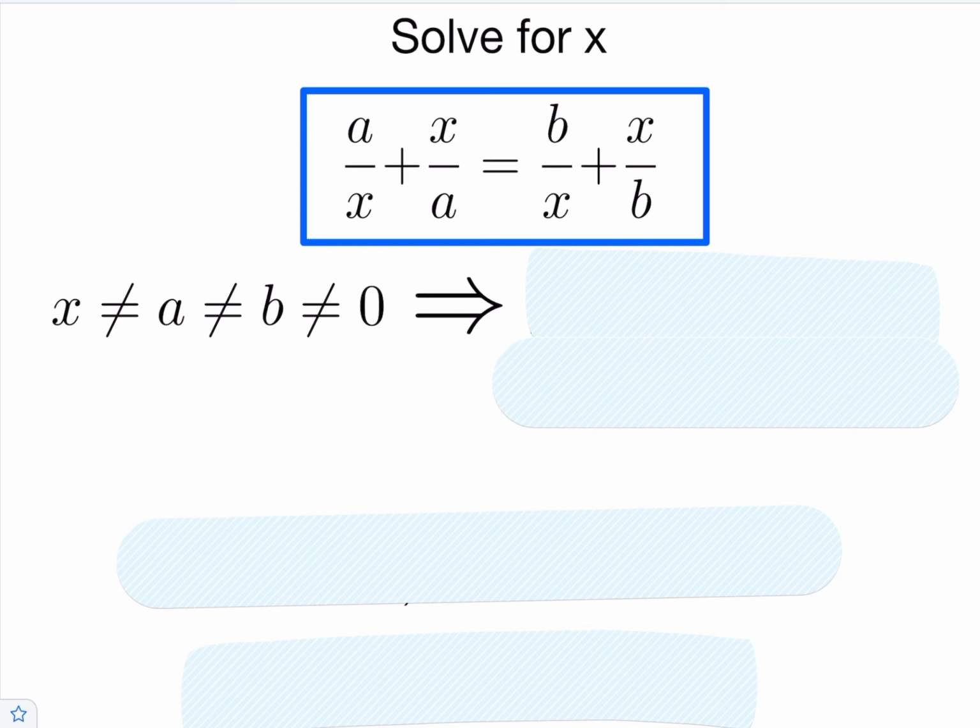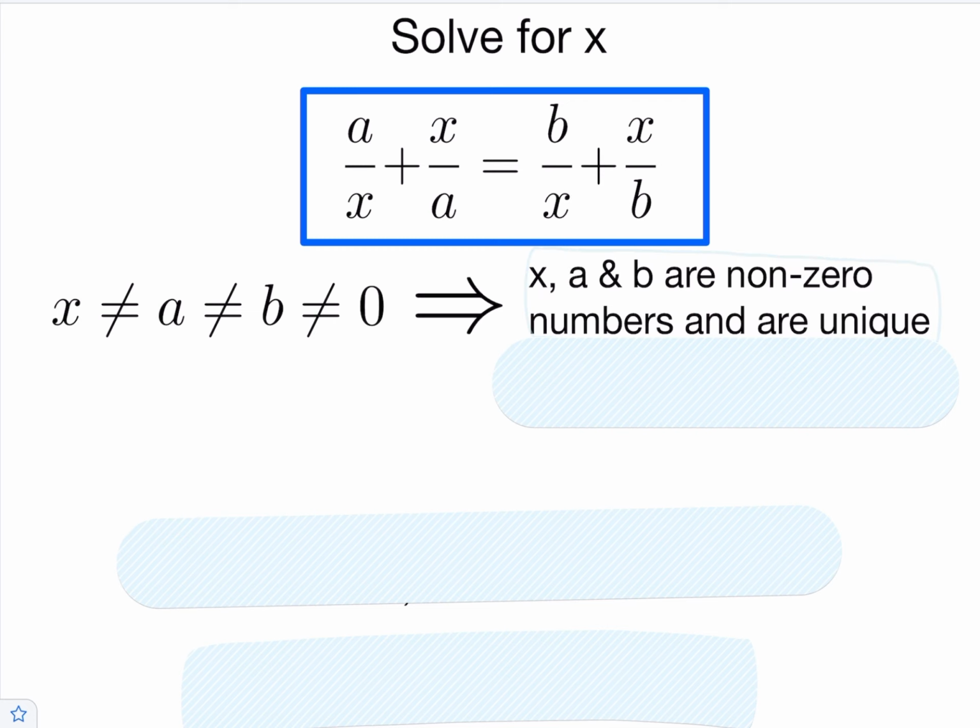We know that x, a, and b are all not equal to one another, and on top of that, we know that they're not equal to 0. So what that means here is x, a, and b are non-zero numbers, and they are unique numbers in that none of them are equal to one another.